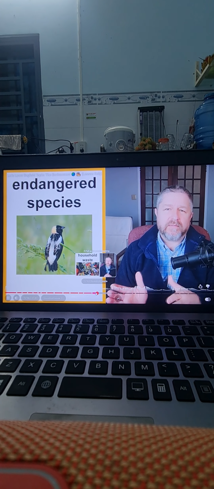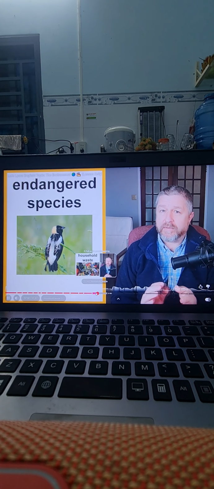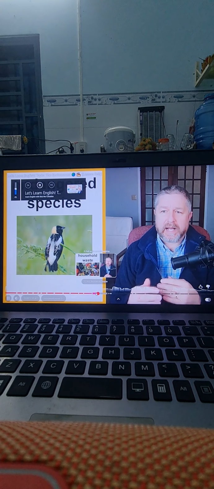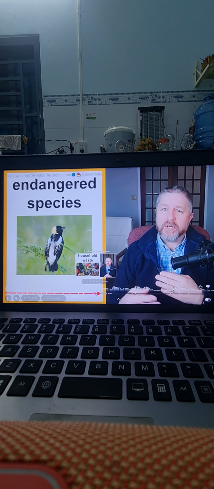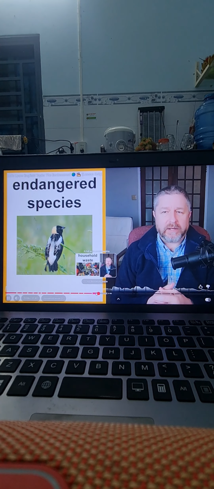Here are some effects that humans have on the environment. These are just some of the things. I'm just going to talk a little bit about how pollution and emissions affect the environment around us.